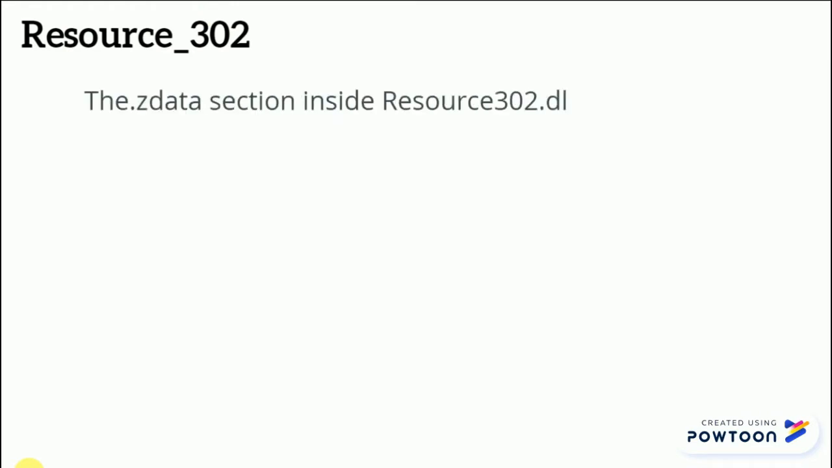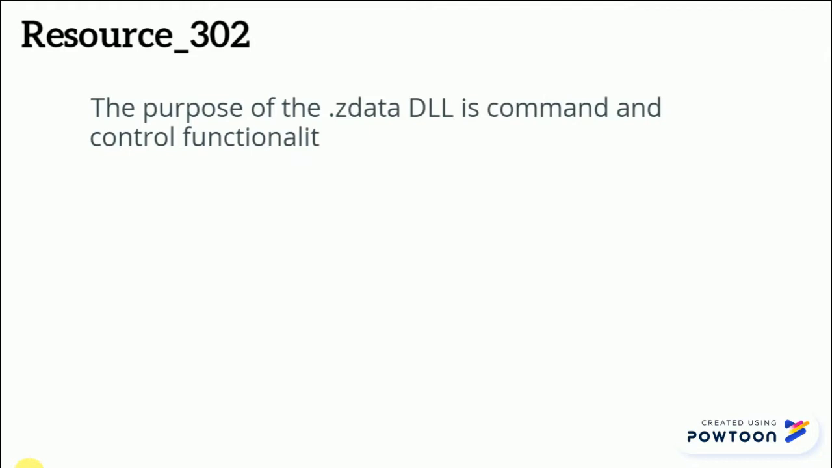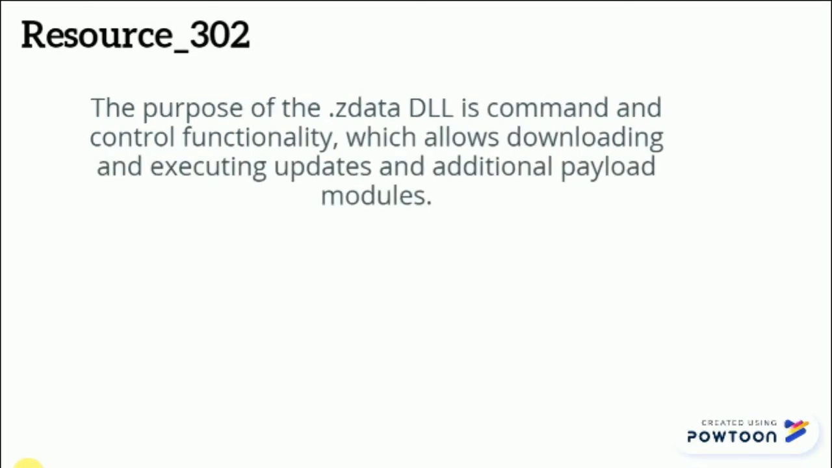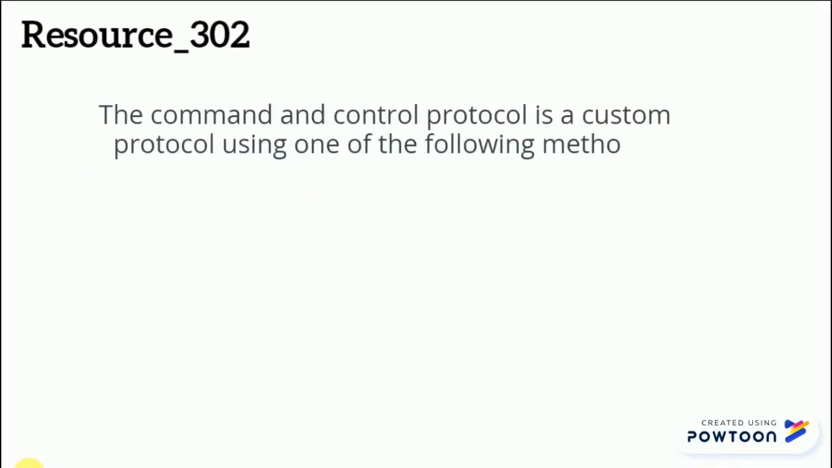Resource 302. The .zdata section inside resource 302.dll. This is the payload of the threat. The purpose of the .zdata DLL is command and control functionality, which allows downloading and executing updates and additional payload modules. Using this functionality, the malware will be able to communicate with C&C servers and continue the attack. Duqu uses a special custom command and control protocol over the existing protocols, and using those features it will be able to communicate using the following methods.